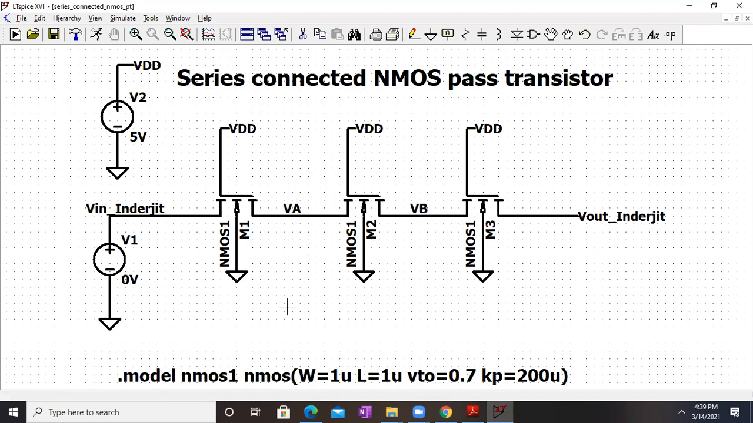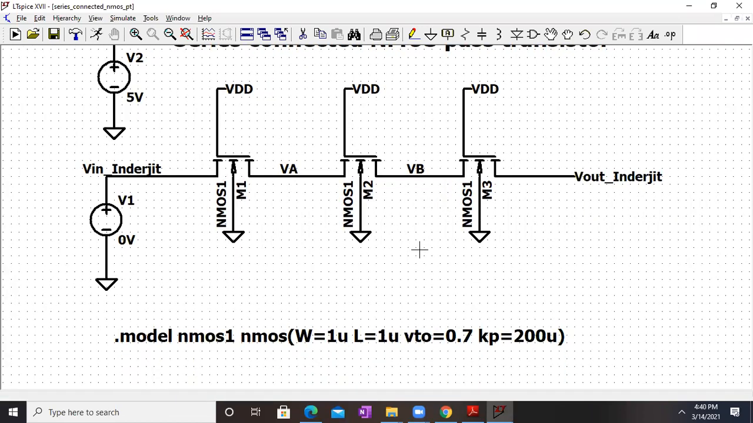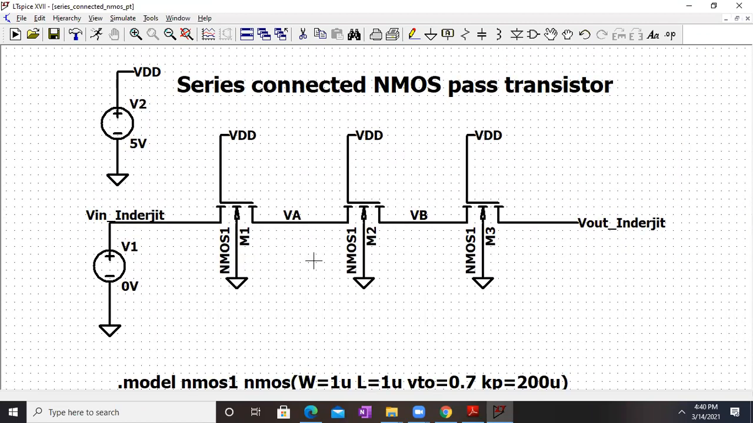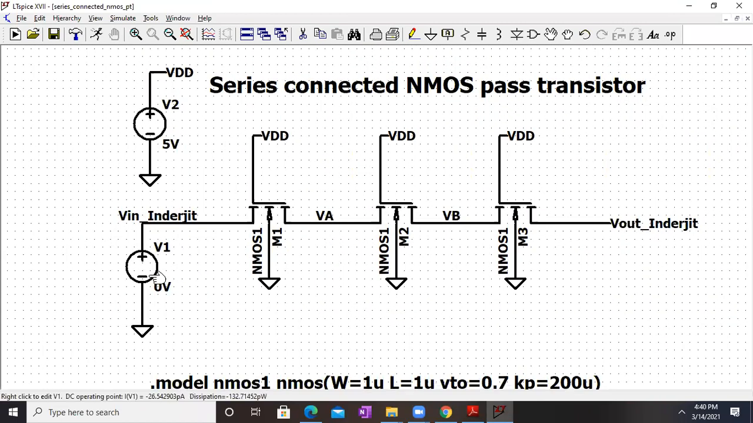Now we know that an NMOS pass transistor passes a strong logic 0, whereas it passes a weak logic 1. The supply voltage VDD is 5 volt for all, so all the transistors are on. We have selected the .model statement parameters as W/L of 1 micrometer, the threshold voltage VTO is 0.7, and the Kn value is around 200 microampere per volt square. We are applying 0 volt, and we need to determine how much should be VA, VB, and Vout.